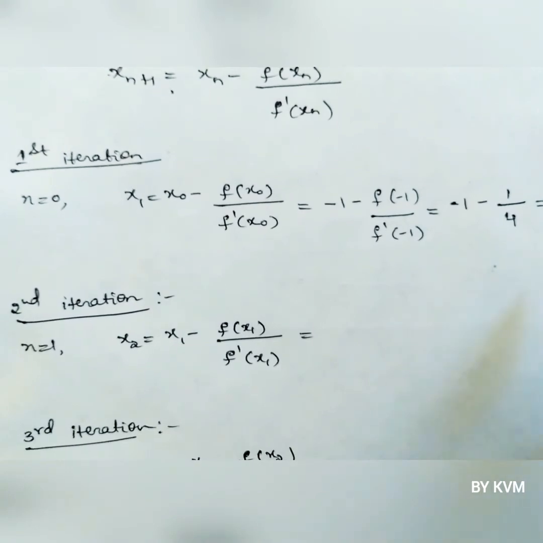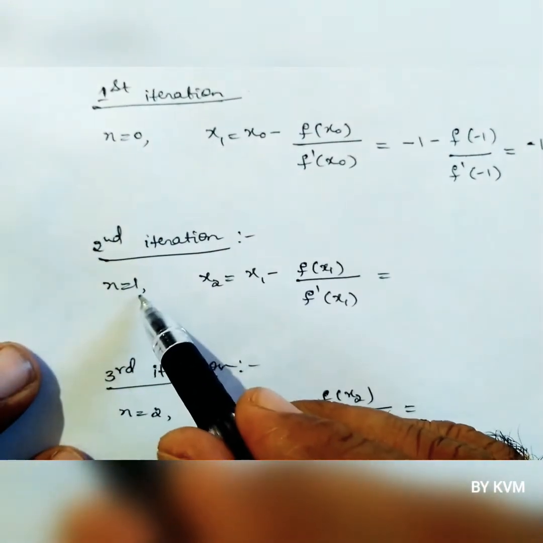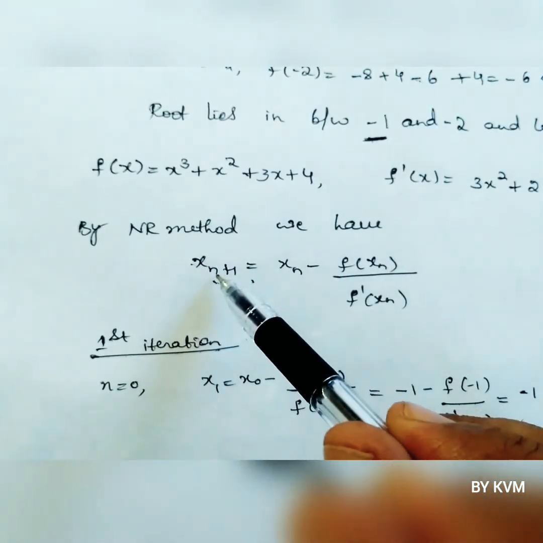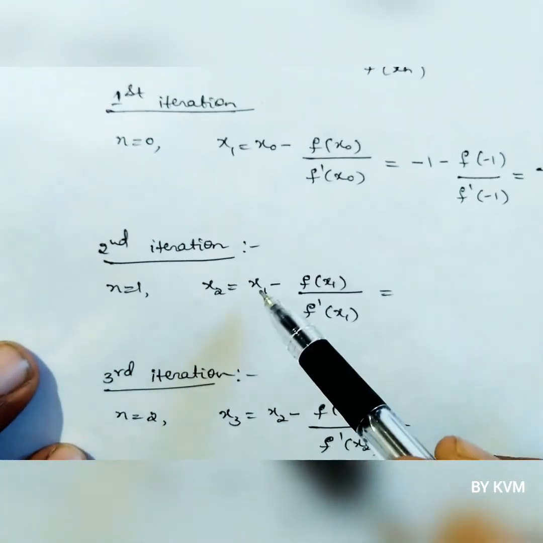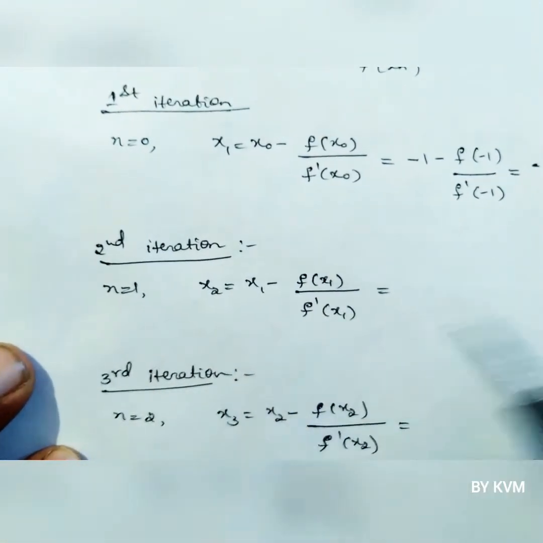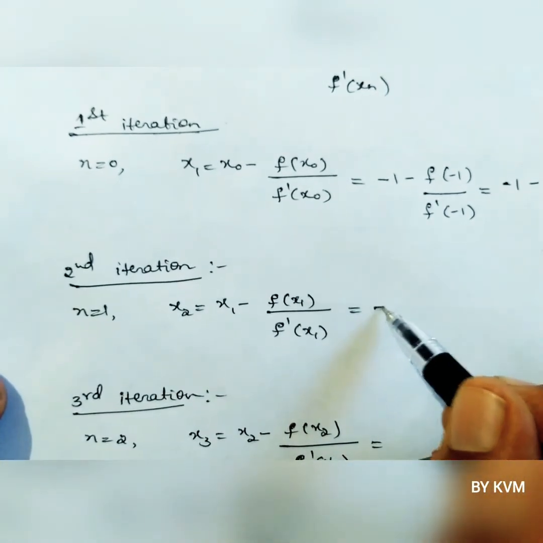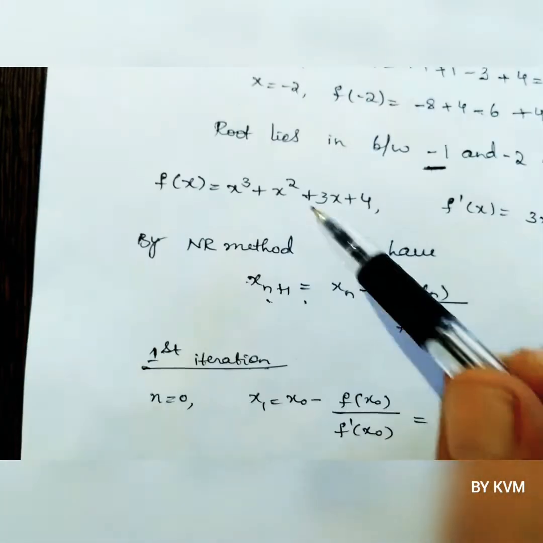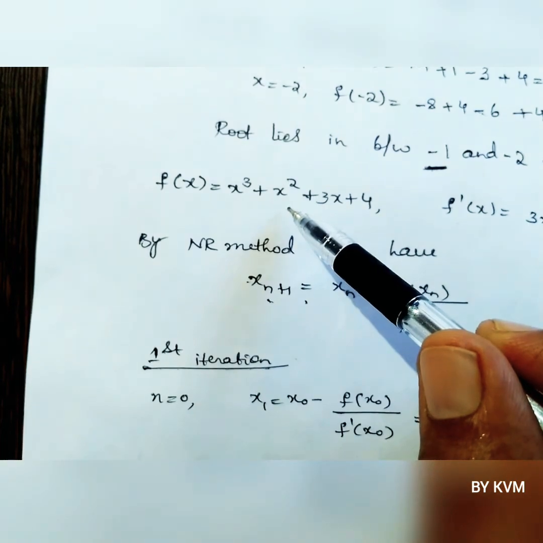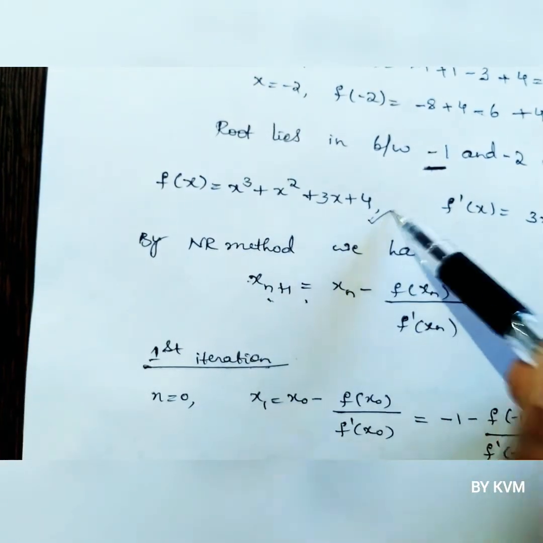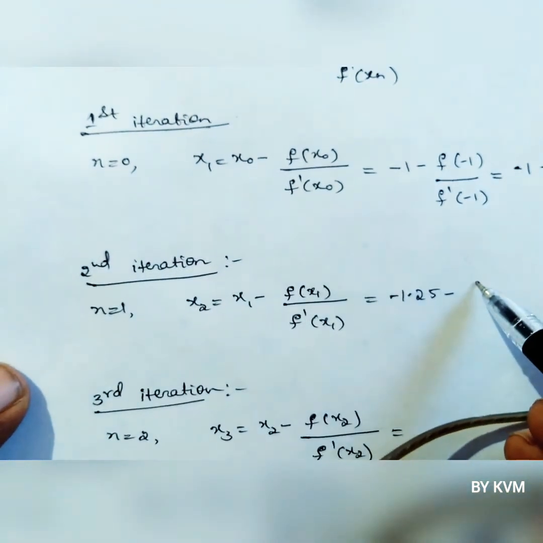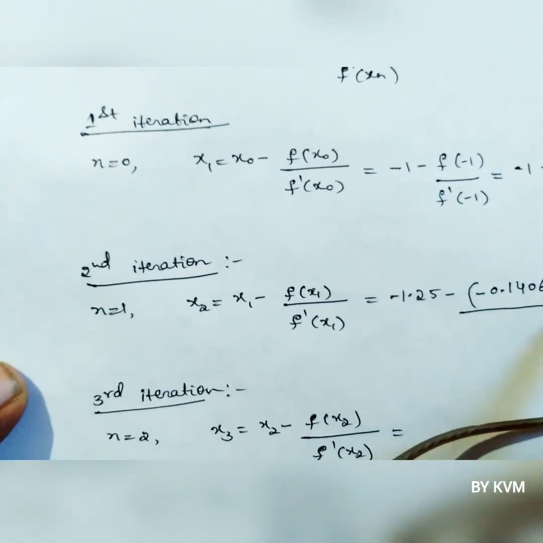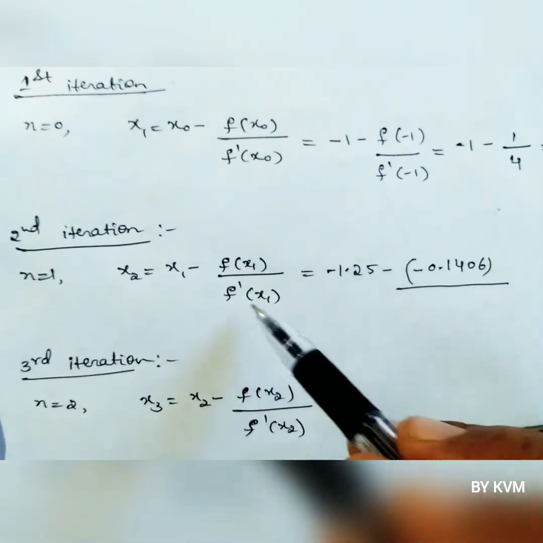Now we have to improve the accuracy of this root. Now in the second iteration, take n equals 1. So the formula becomes, when you take n equals 1, x2 equals x1 minus f of x1 by f dash of x1. So this is equal to x1, which is minus 1.25, minus f of minus 1.25. So you have to use this equation. Using the calculator, f of minus 1.25 is minus 0.1406, whole divided by f dash of x1.